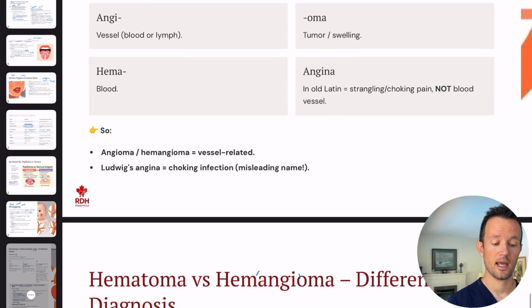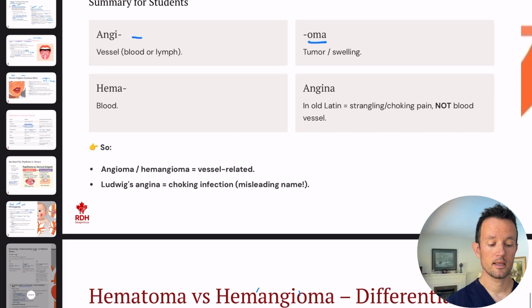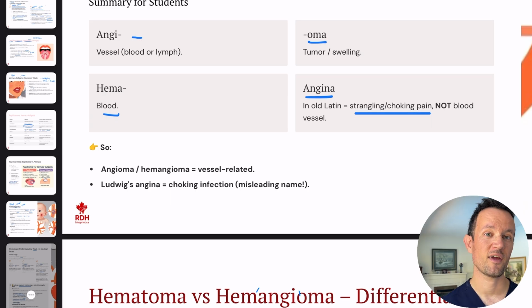So we looked at this. Angio is vessel. Oma is a swelling or tumor. Hema is blood. Angina is for strangling or choking, not blood vessel. That's why we have angina pectoris, right? A choking in my pectoris muscle area.